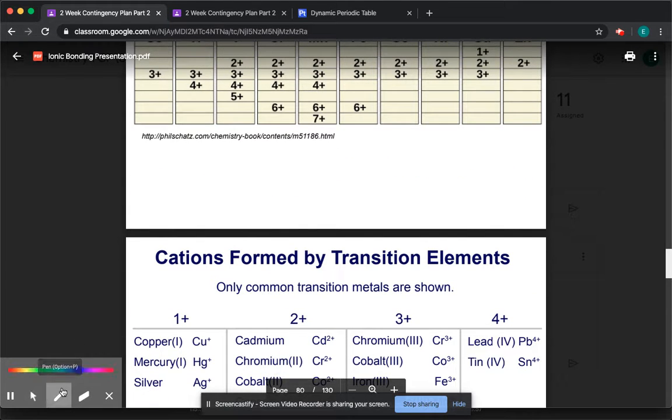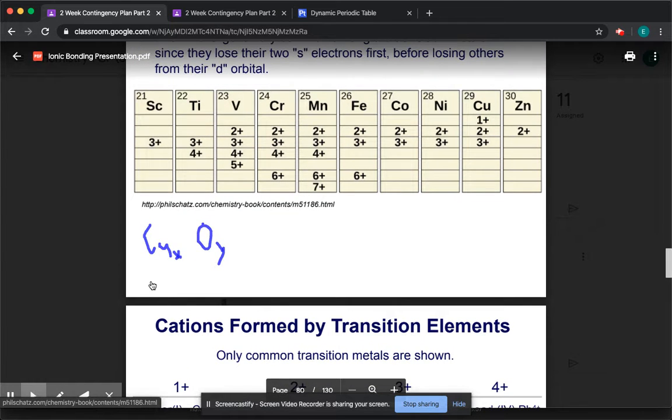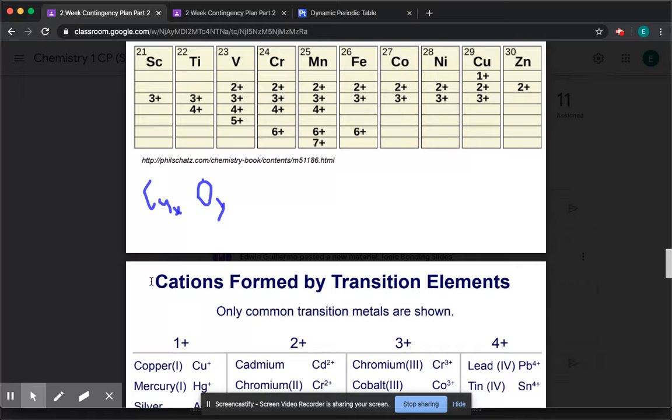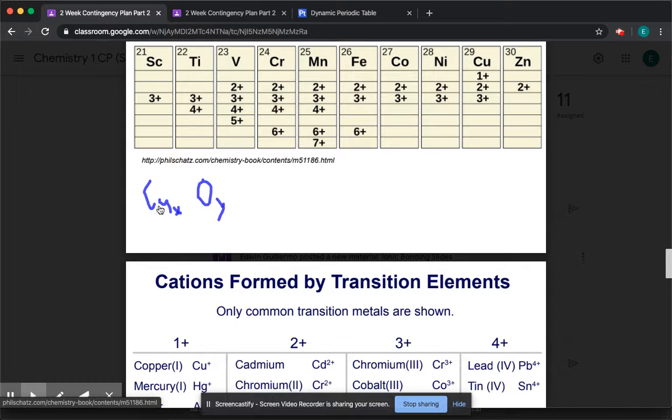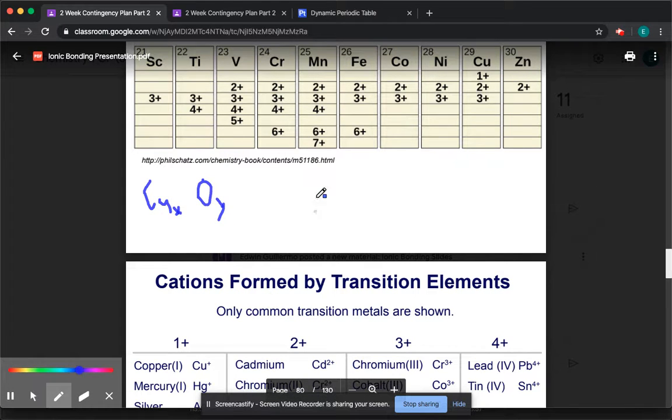So let's say we're combining copper and oxygen. So I'm going to say we have CuxOy. And the reason I'm using the x's and the y's is because these numbers can change depending on which version of the transition metal we have. Okay, so some of the questions you will be asked will go like this. You'll be told, okay, here's the formula. Based off of the formula, what's the charge on the transition metal? Let's do one of those.